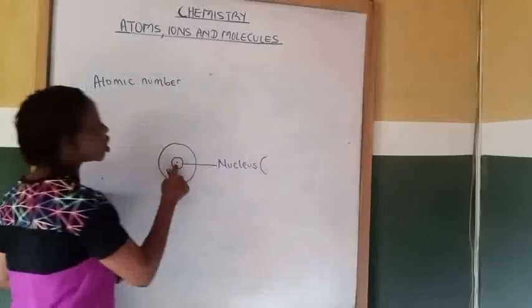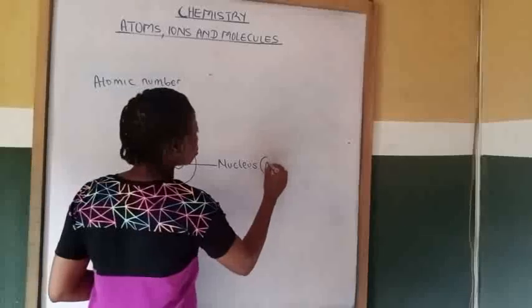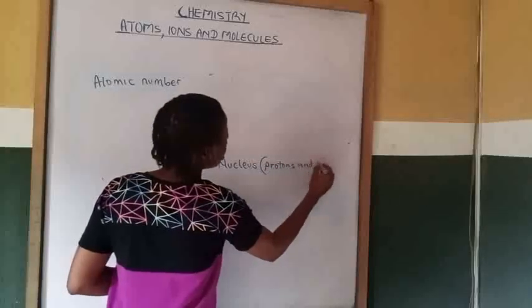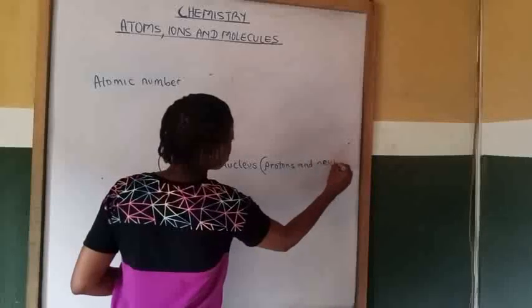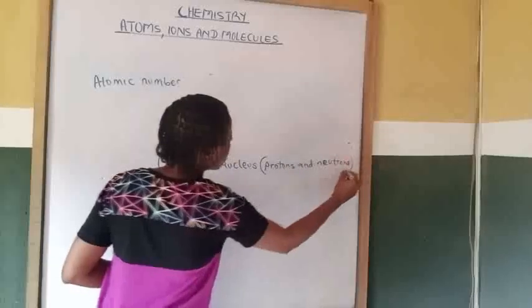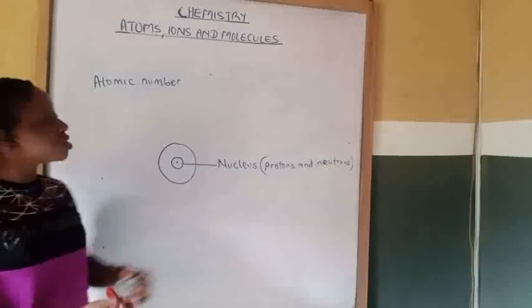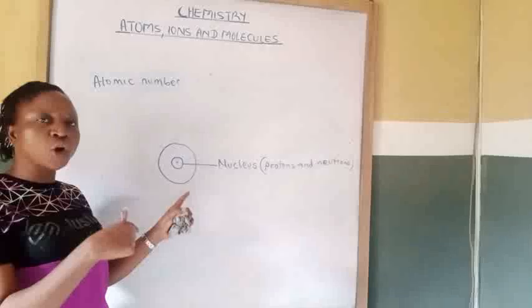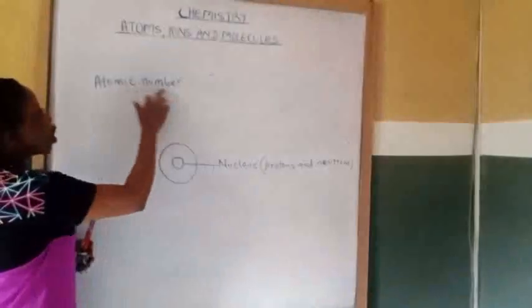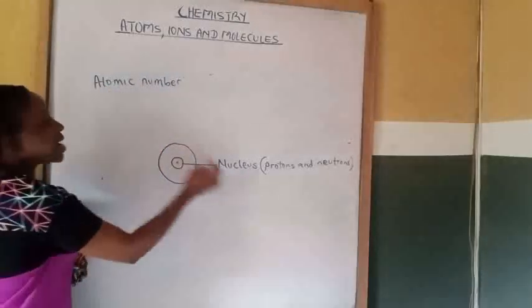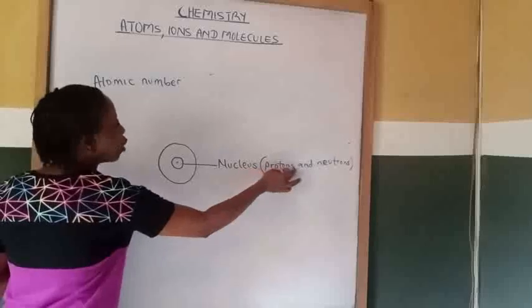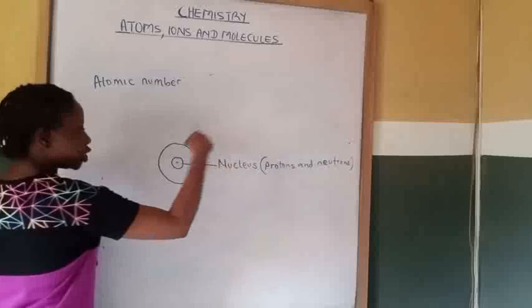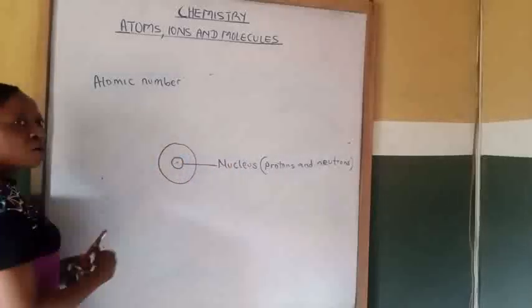Inside the nucleus of an atom, we have protons and neutrons. So the protons and neutrons are present in the nucleus of an atom. So what is atomic number now? Atomic number is the same thing as the number of proton, which is present where? Inside the nucleus of an atom.